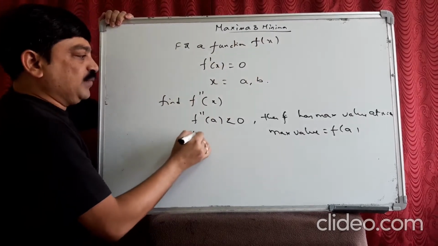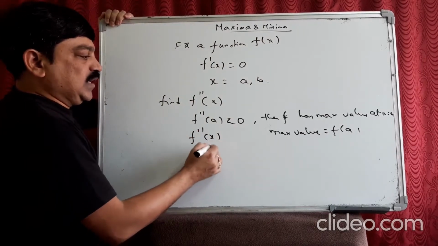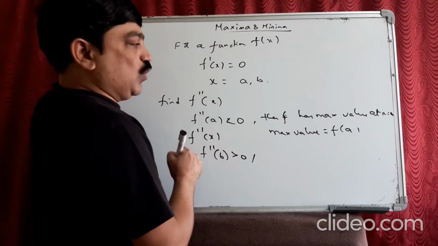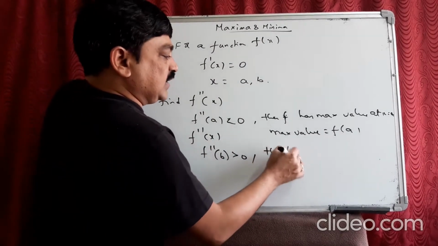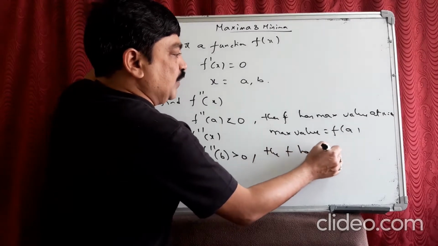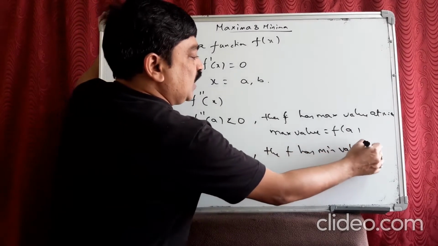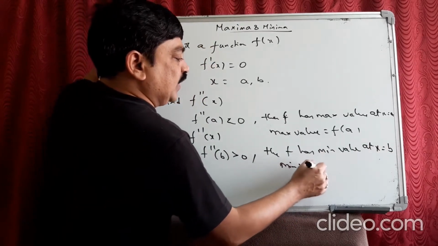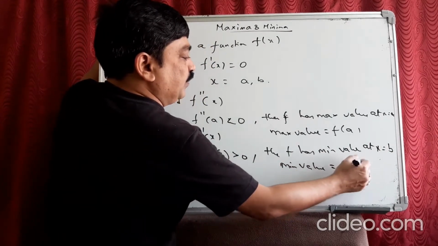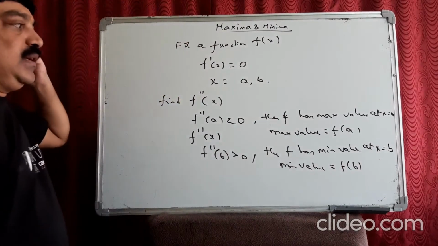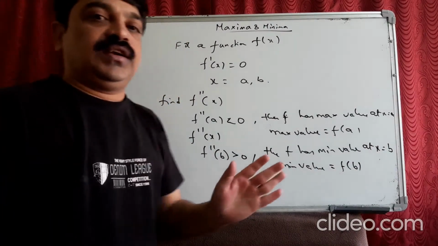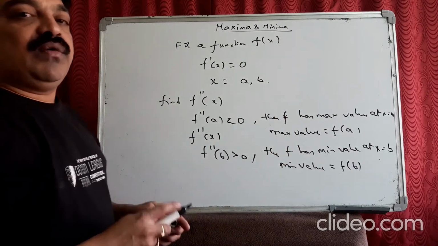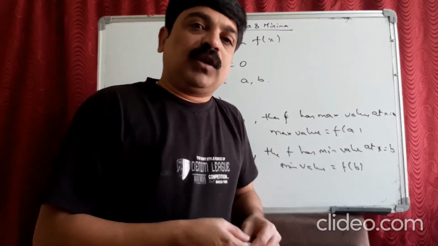In the same way, for f double dash of x, if you substitute f double dash of b, if it is positive, then f has a minimum value at x equal to b, and the minimum value will be f of b. Okay, this is the process of finding the maximum and minimum value of the function. The same process we follow for local maximum and local minimum also.